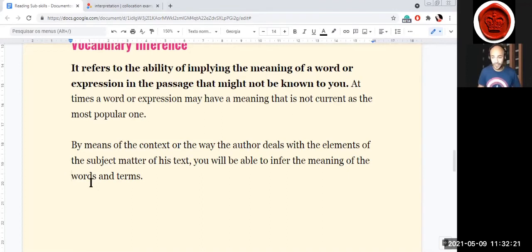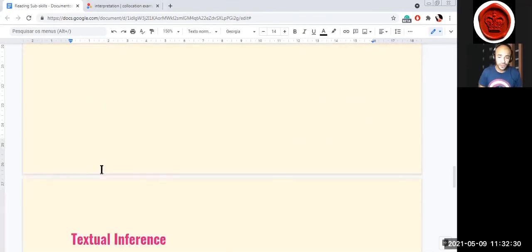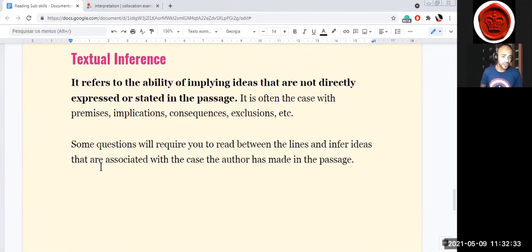So that's right. You have to be able to interpret what is the proper meaning you're dealing with, considering the way that the author is approaching the subject matter. Textual inference refers to the ability of implying ideas that are not directly expressed or stated in the passage. It is often the case with premises, implications, consequences, exclusions, etc. Some questions will require you to read between the lines and infer ideas that are associated with the case the author has made in the passage.